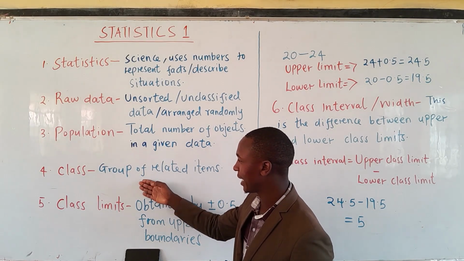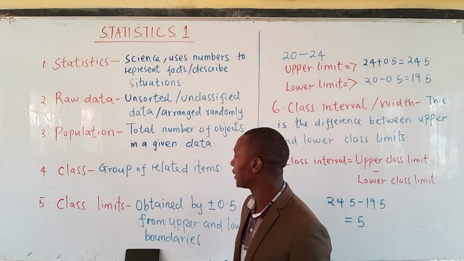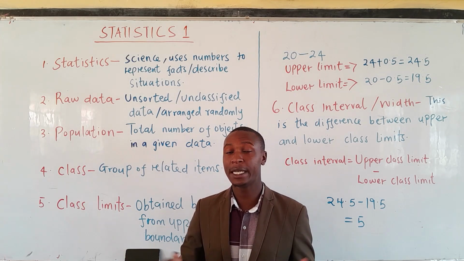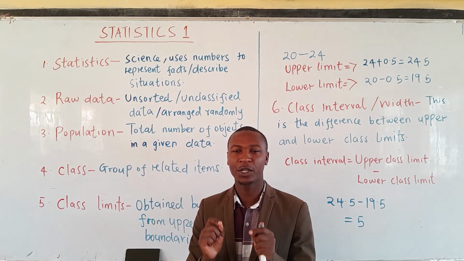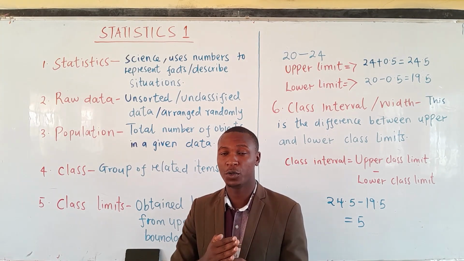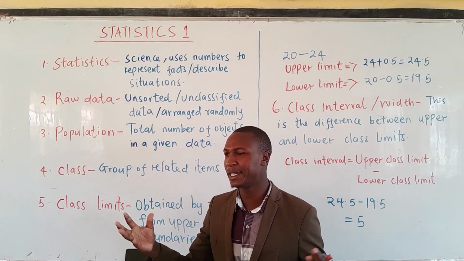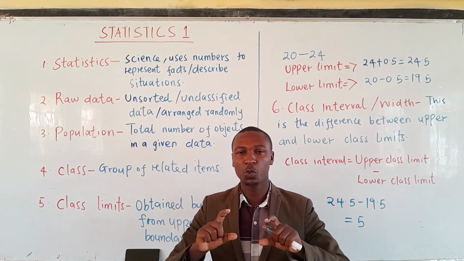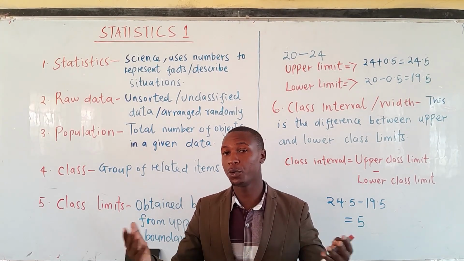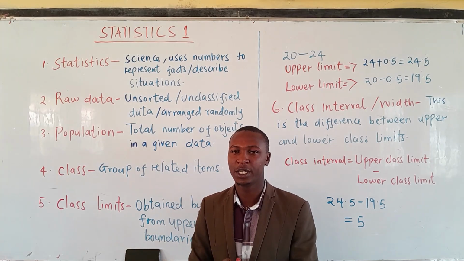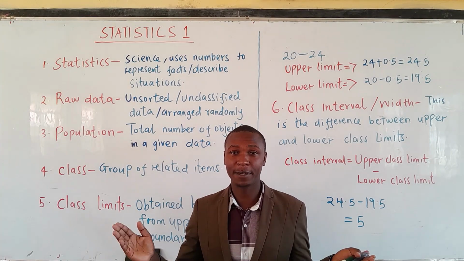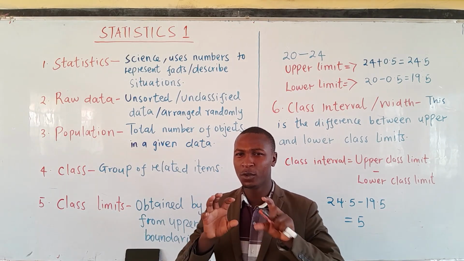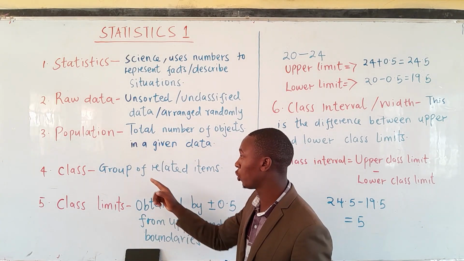Now let's talk about class. A class is a group of related items. So if you have a set of data, say 100 people, you cannot work out the mean or the mode or the median using the 100 items. You have to classify them into groups. For example, you could have 100 animals and you want to classify them into, say, cows, sheep, or goats. So those cows, sheep, or goats is what we call a class.